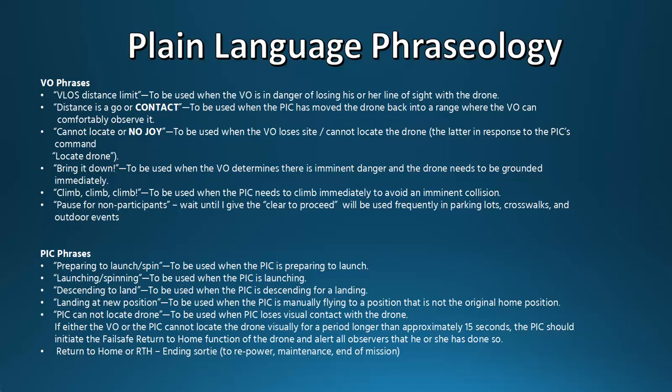Bring it down, used when the VO determines there is an imminent danger and the drone needs to be grounded immediately. Climb, usually repeated a couple of times, used when the PIC needs to climb immediately to avoid an imminent collision. A lot of times you're going to climb over things, but you have to be careful. You can't climb into that 400-foot threshold. If you want to pause for a non-participant, you can say that, and then wait until I give the clear to proceed. It'll be used frequently in parking lots, crosswalks, and outdoor events.